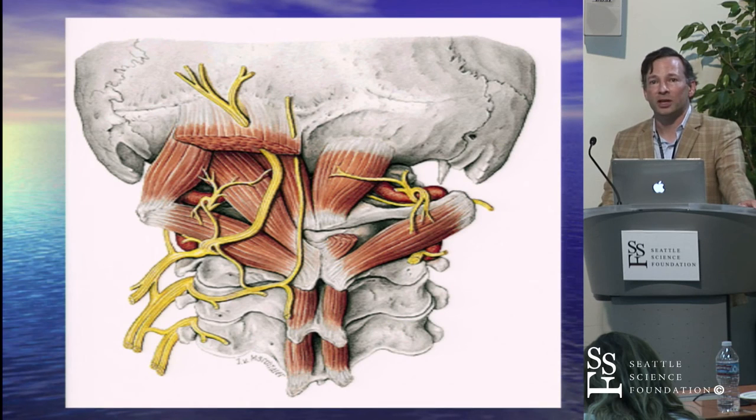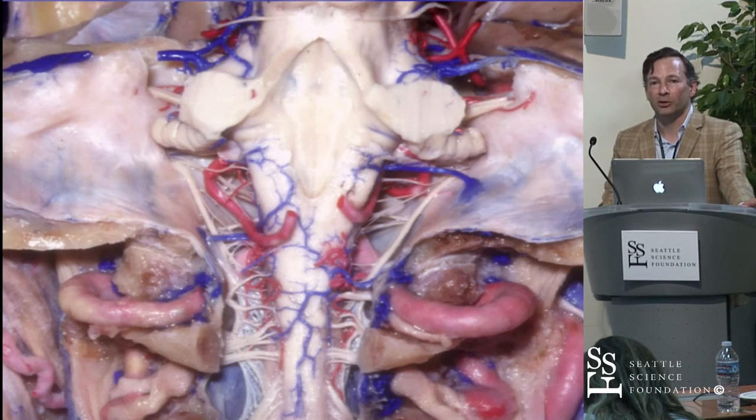This is a deeper dissection that shows you the greater occipital nerve coursing up through semispinalis capitis. We see the third occipital nerve closer to the midline, and then the smaller suboccipital nerve in the triangle. Occasionally someone will find branches of that suboccipital nerve that go out to the skin of the occiput and basically bring C1 into the dermatome pattern.